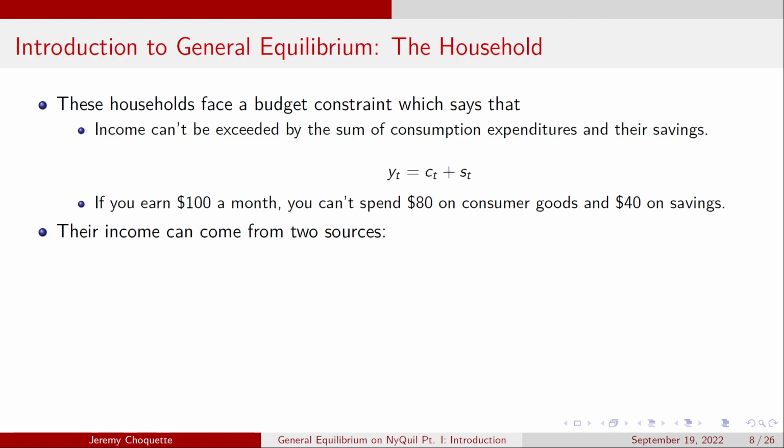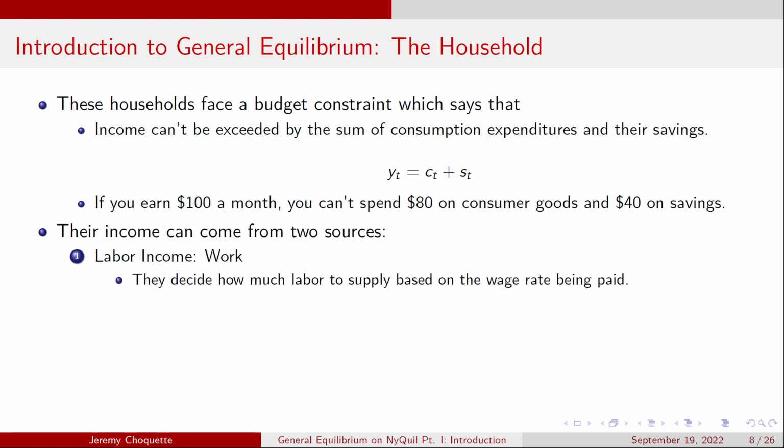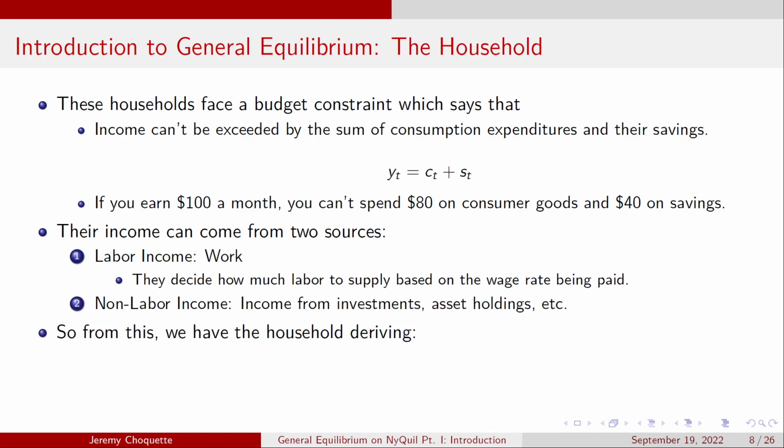Now, the income can come from two sources: labor income, working, where you decide how much labor to supply based on the wage rate being paid, and non-labor income, which is income from investments, asset holdings, etc. So I kind of lied when I first talked about the household's utility function, saying there are two things they choose, consumption and savings. There are really three that we'll be thinking about. Now, in the first model of this type that you'll be seeing, the labor decisions are implicit within the model, so you won't have to actually choose any labor supply stuff.